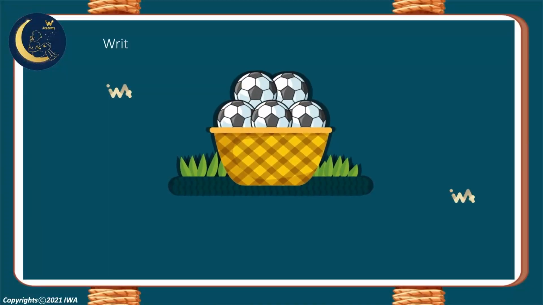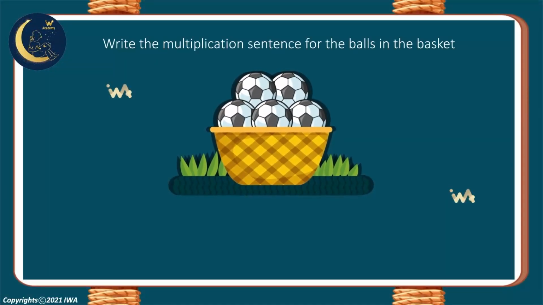Amazing. Here we want to write the multiplication sentence that represents the number of balls in the basket. Can you tell me, how do you write the multiplication sentence? Excellent. We write the number of groups multiplied by the number of objects in each group. How many groups do we have here? 1. Brilliant. Let's multiply it by the number of objects in the group. How many objects do we have? 5. So now we have 1 multiplied by 5 equals 5. So we have 5 balls in the basket.